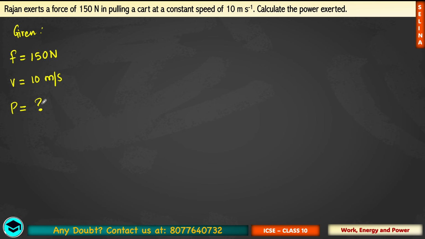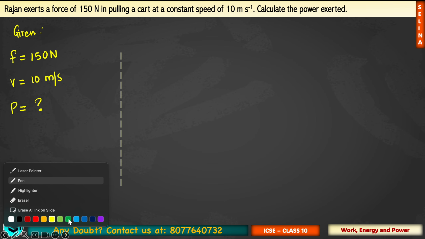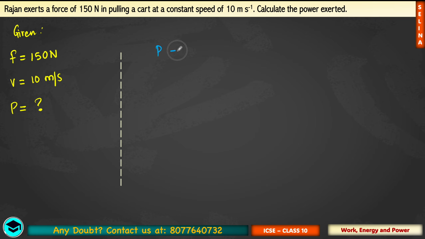This is the third sum in a row of a similar kind, right? So you'll state that power is equal to what? Force times speed. So force is given as 150, and speed is 10. So it will give you 1500.